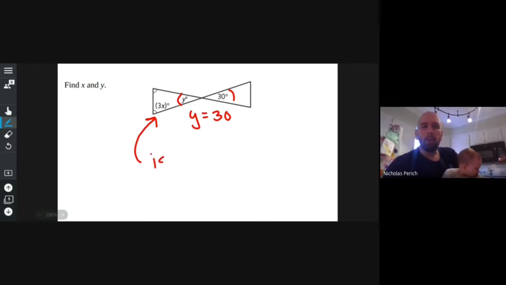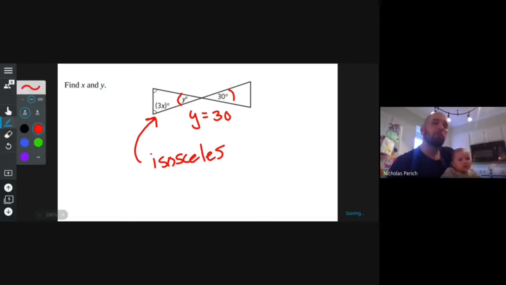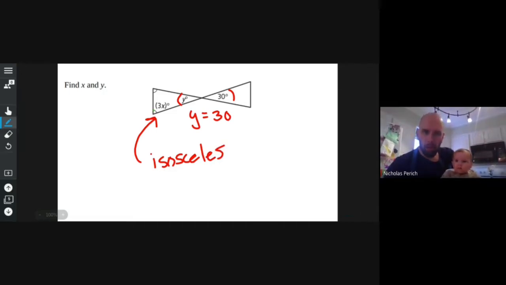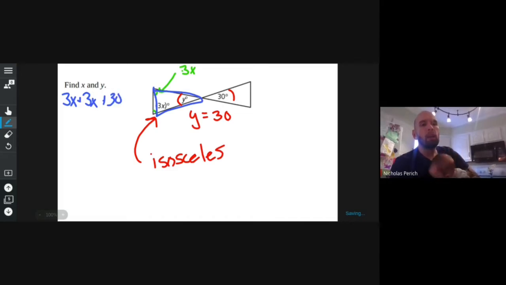Isosceles. How do I know that this is isosceles? Well, I know that this is isosceles because those little hoops imply that those two angles are the same, which means that you're 3x as well. So if I want to find out what x is, I have on the left side a triangle, where 3x is an angle, plus 3x is my other angle. I just found out that y is 30, and all of that adds up to equal 180 degrees.